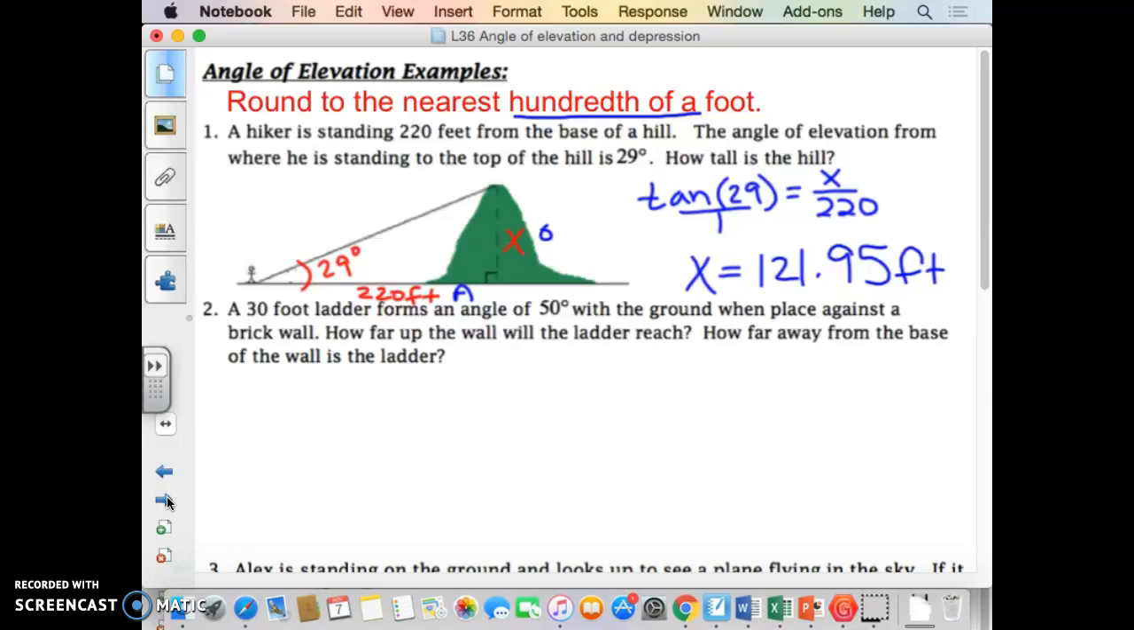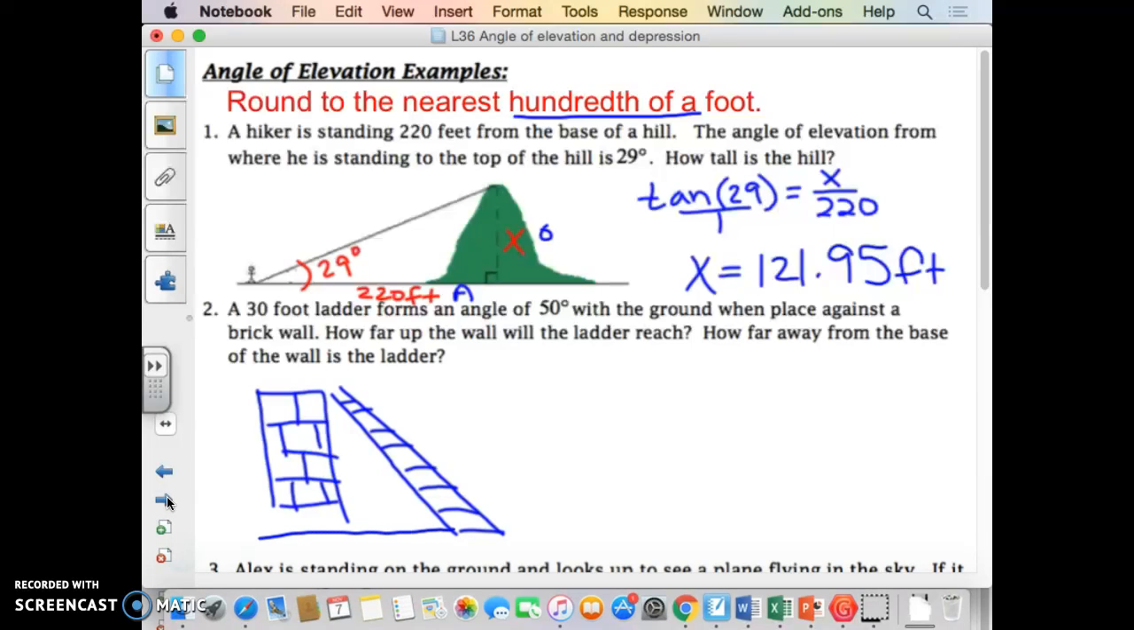Number 2. A 30-foot ladder forms an angle of 50 degrees with the ground when placed against a brick wall. So you're going to quickly draw a brick wall and a ladder coming off the brick wall. All right, and then it says the angle with the ground is 50 degrees. So right here, this is the ground. So this angle here is 50. How far up the wall will the ladder reach? This is x, and it says a 30-foot ladder. So I know this is where 30 feet comes in. So that's my hypotenuse, because I know this is my right angle. The building and the ground are going to make a right angle.